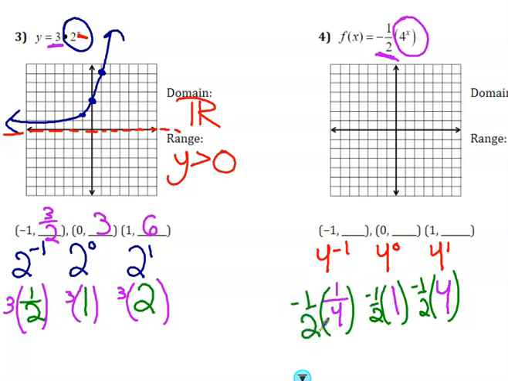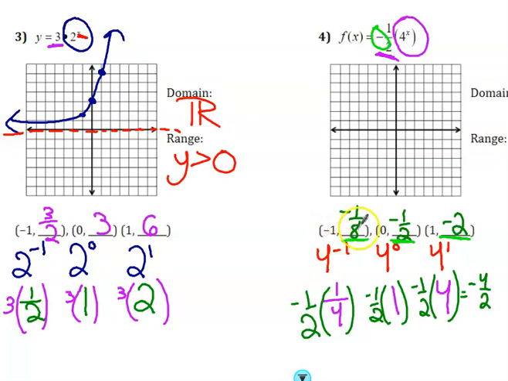All right, so negative 1/2 times 1/4 is negative 1/8. Okay? And then 1 times negative 1/2 is negative 1/2. And 4 times negative 1/2, well, that would be negative 4 over 2. And that would be negative 2. So this negative in front changes these y values. Do you guys notice that? Okay, so what's going to happen?